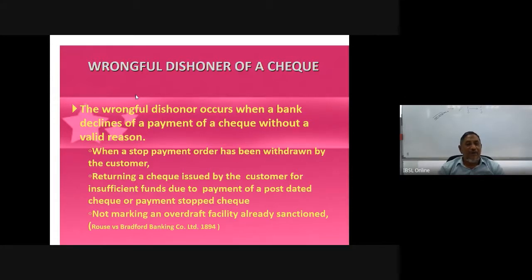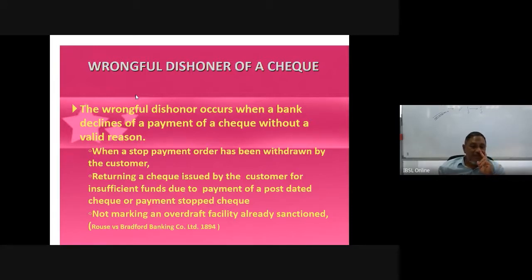When a stop payment order has been withdrawn by the customer: the customer places a stop payment order, which is fed into the system. But later he comes and withdraws that stop payment order, and you have not removed that from the system. So when the check is presented for payment, it will automatically return saying payment stopped by the drawer. You are liable for that. It's a wrongful dishonor. So for any damages, you are responsible.